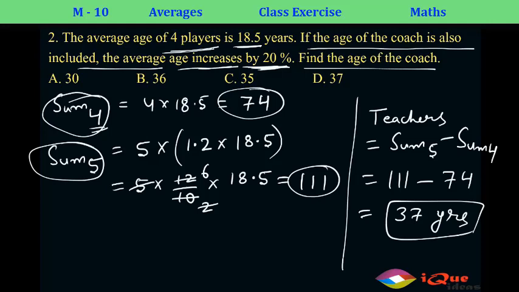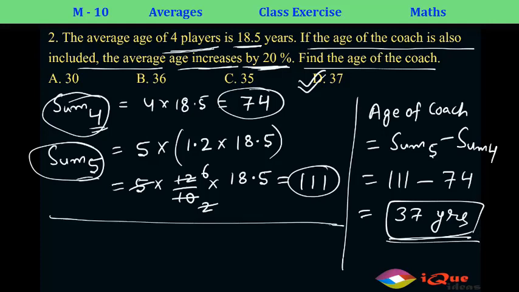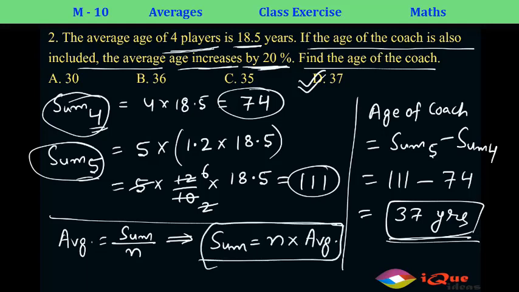Right? So the age of the coach is equal to this. So it is 37 years. The answer is D option. Alright. There may be several other ways of writing, but I think this seems to be a much better way of doing this question, because we know that average is equal to total sum divided by number. So from here we can straight away calculate sum is equal to n into average, or average into n. This is how we can apply these two formulae or these two rules.